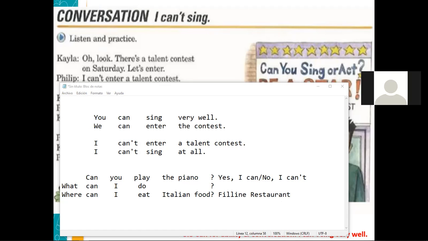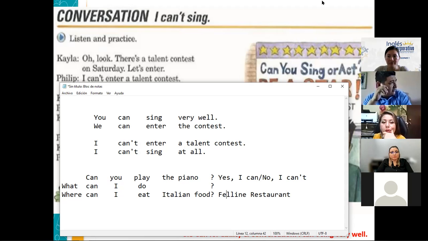Me corrigió Google. Fellini, dice que se llama Fellini. Fellini restaurant. Fellini is the name of the restaurant? The name, Fellini. Oh, okay. Sí, es que lo compartió ahí. Okay, Fellini, dice ella. Okay, Fellini restaurant, okay?